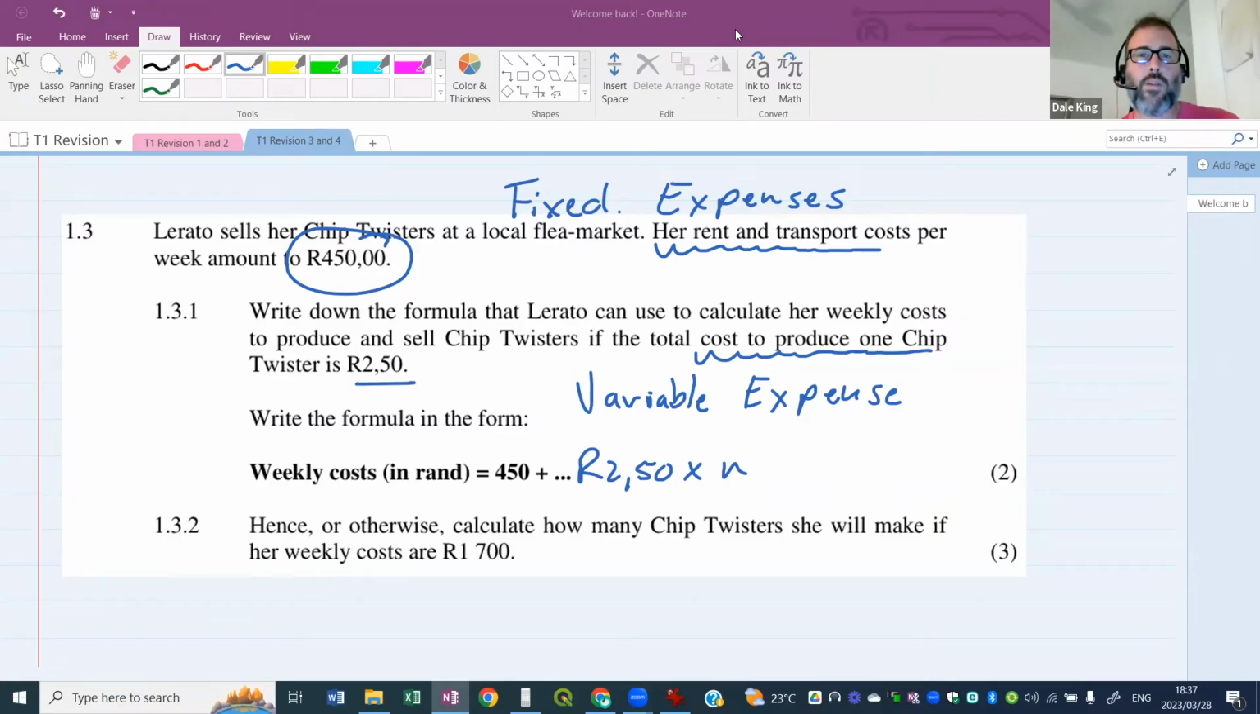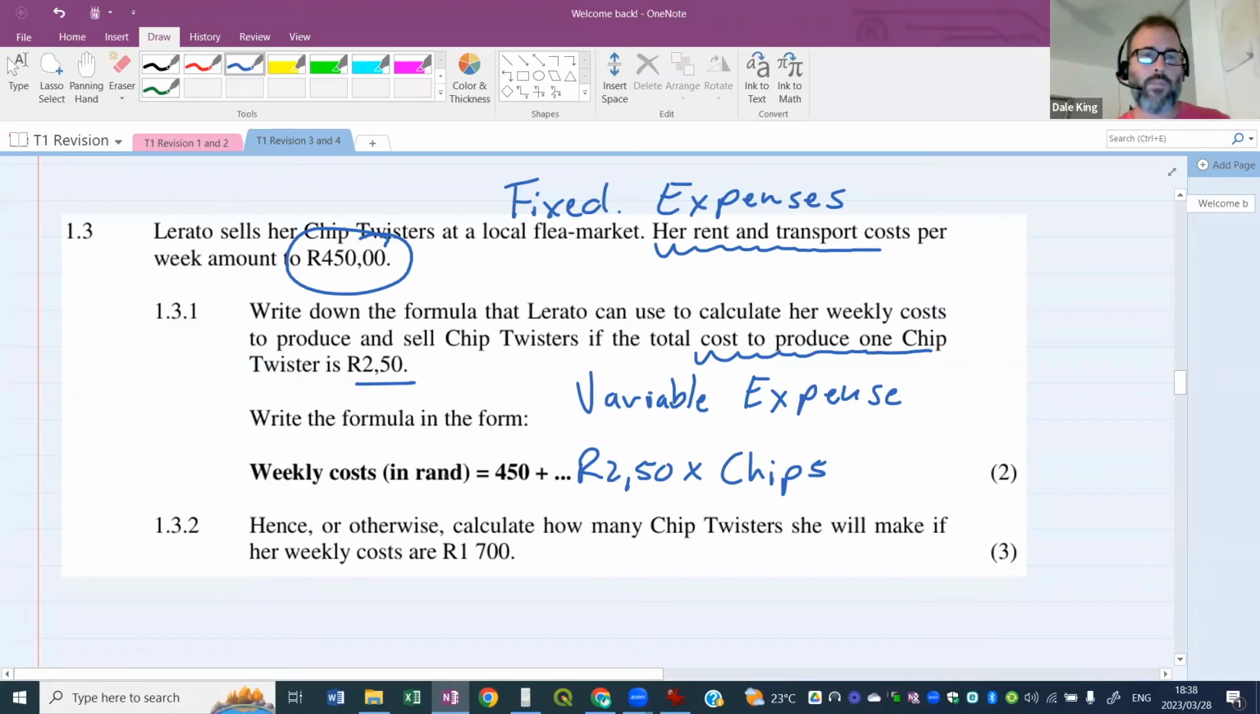Oh, I can hear people typing. Don't worry, Relato. We're going to help you out now. How many she sold? There we go. N equals how many chips she sold. All right. So N is how many chips she sold. So what I'm going to do is I'm going to remove the N. And I'm going to write here chips.